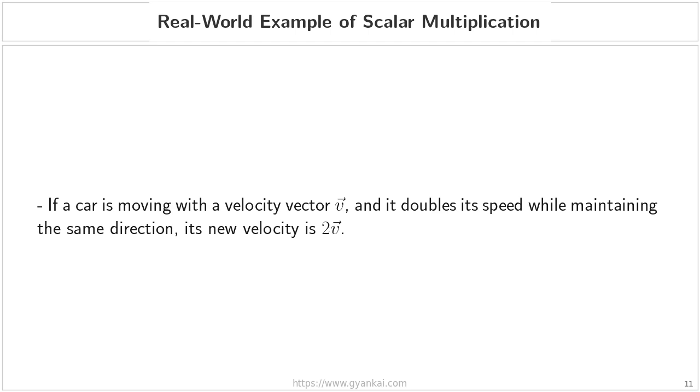Now, to help you visualize how scalar multiplication works in a practical sense, let's look at a real-world scenario. Imagine a car traveling along a road with a specific velocity vector, which we will call v. The driver presses the accelerator and doubles the car's speed, but keeps the steering wheel perfectly straight so the direction doesn't change. The new velocity is simply 2 times the original vector v. This perfectly illustrates our previous point. Multiplying by a scalar changes the magnitude, in this case doubling the speed, without altering the direction of the vector.